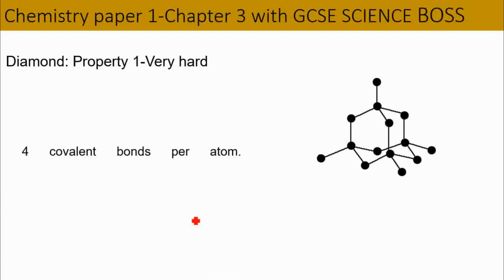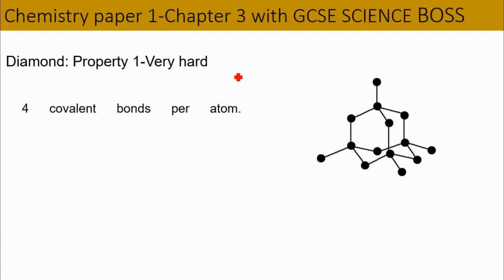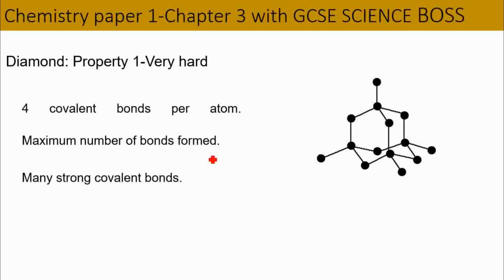Let's look at the properties. First up, it is very hard. Why is it hard? Make sure you can use this to explain. Because there are 4 covalent bonds per atom, it has a maximum number of bonds. Many of these bonds are strong, and therefore diamond is hard. Make sure you take that down.